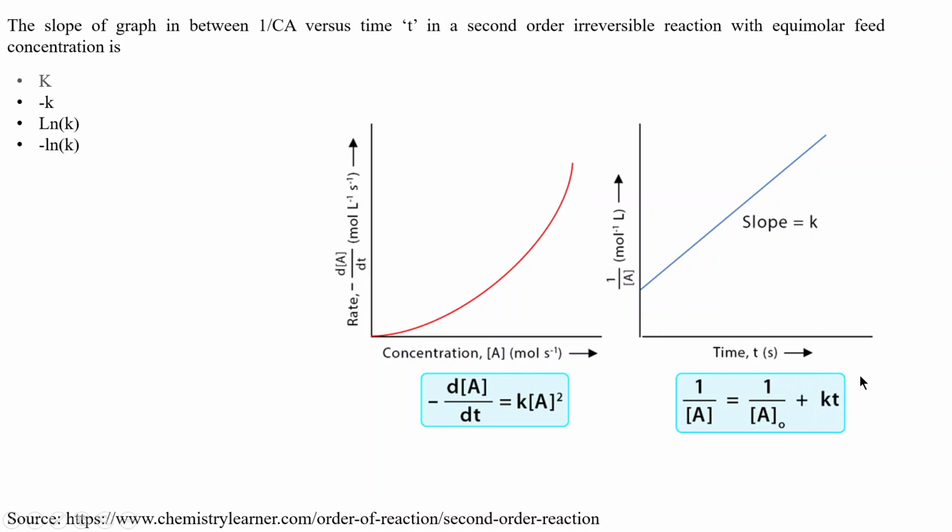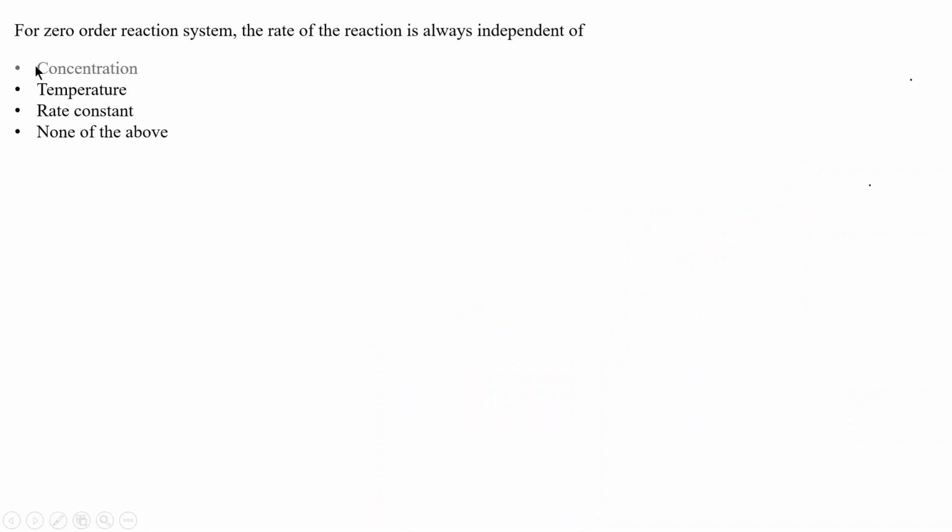When we solve this with the equation given right here, 1 by A is equal to 1 by A naught plus kt. So when we solve it, we have the slope given as positive k. So you can see that 1 by A is increasing as time goes on. So the answer for this is k, the first one. And this brings us to the last question.